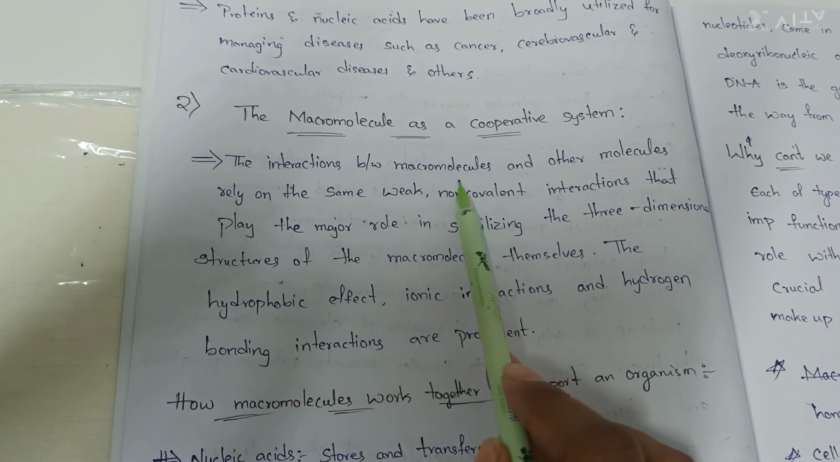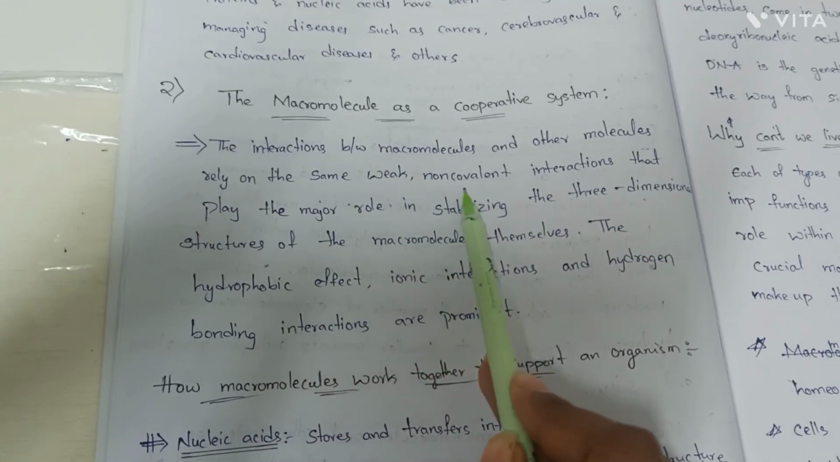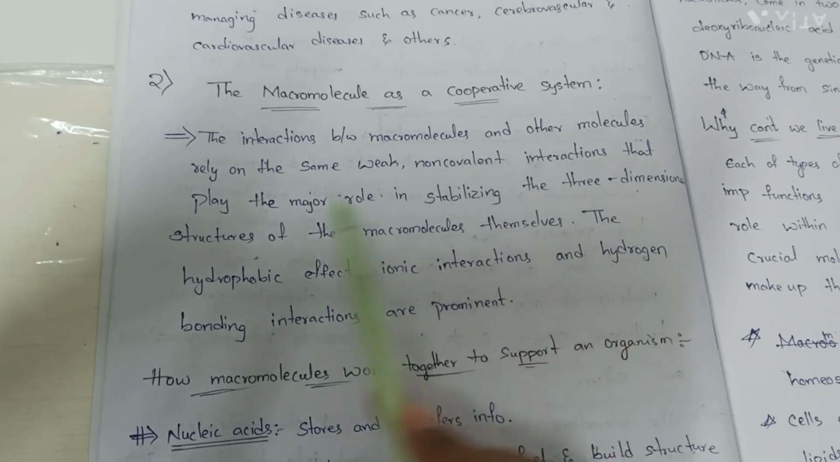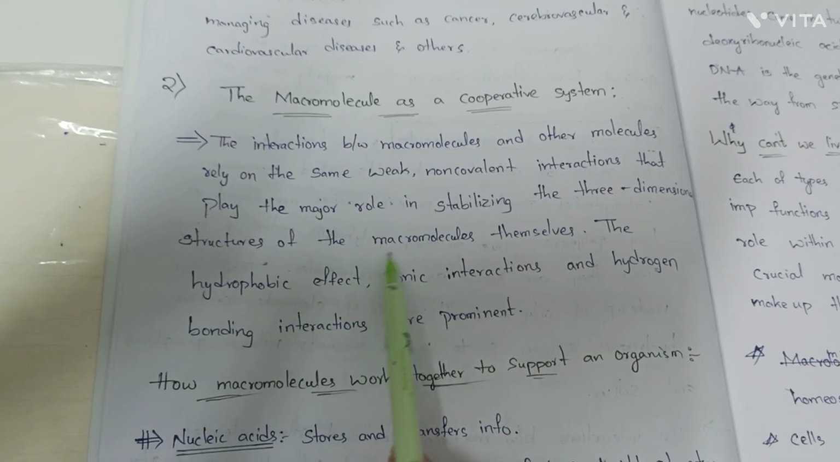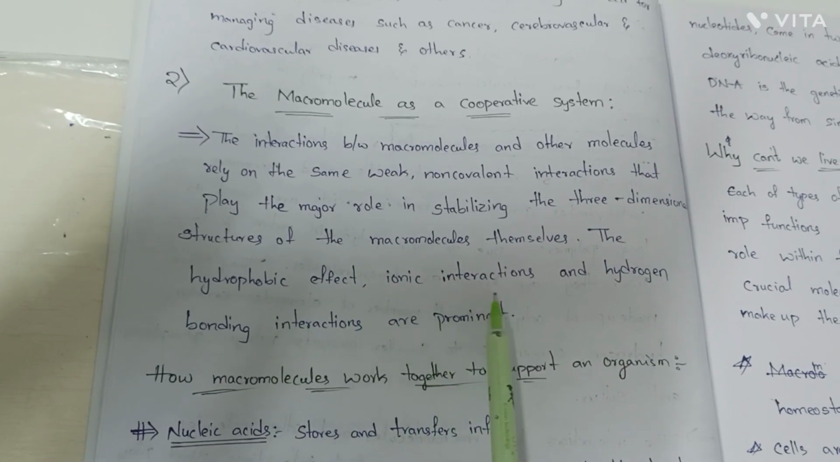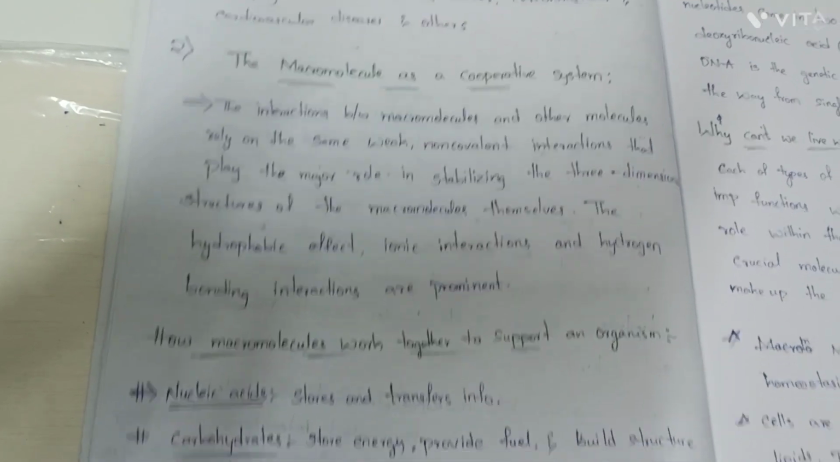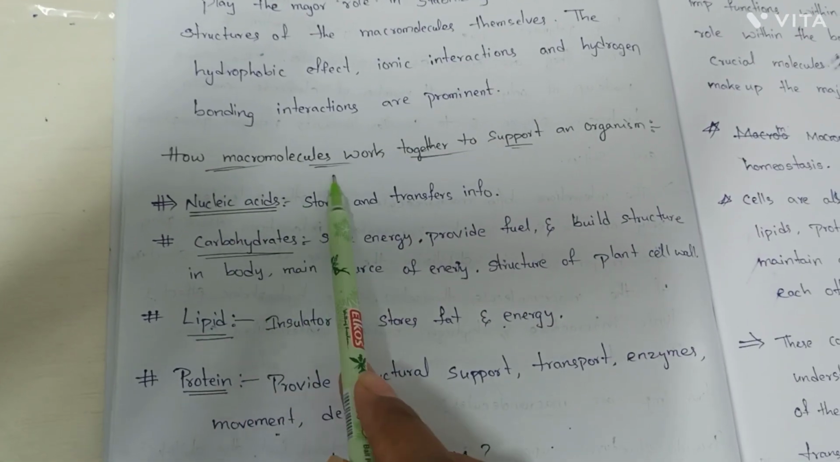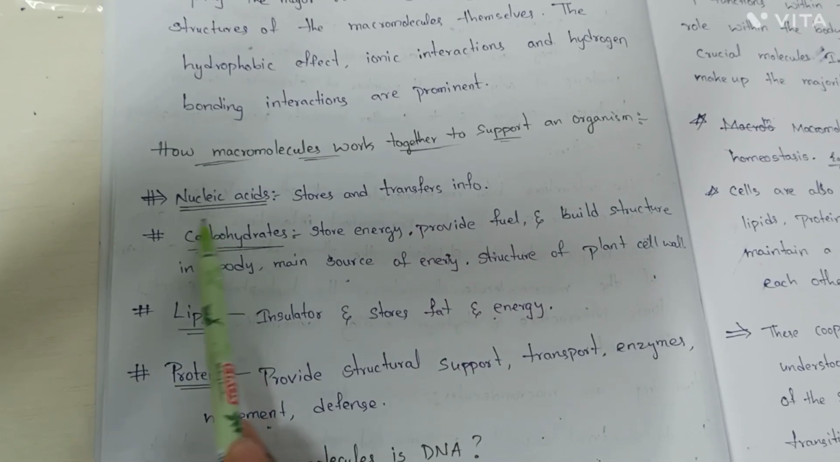The interactions between macromolecules and other molecules rely on the same weak non-covalent interactions that play the major role in stabilizing the three-dimensional structures of the macromolecules. The hydrophobic effect, ionic interactions, and hydrogen bonding interactions are prominent. How macromolecules work together to support an organism.